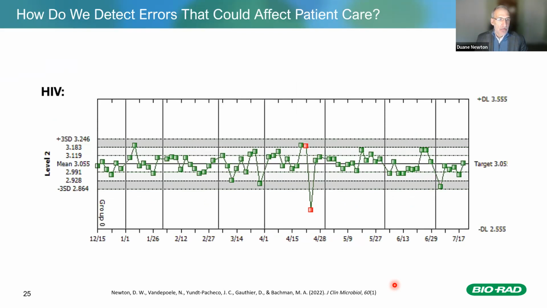Here's an example of a similar assessment for HIV assay where there were some values that were out of range. You can see this first red box represents a violation of a 2-2S quality control rule or Westgard rule, where there were 2 consecutive control values greater than 2 standard deviations above the mean. This red dot or box represents a violation of a 1-3S rule, and that is a single value that's greater than 3 standard deviations above the mean.